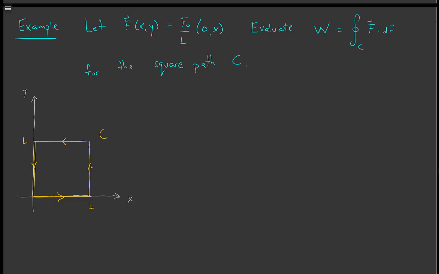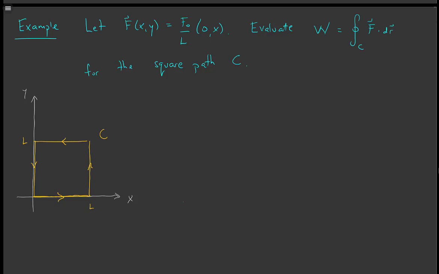In this example, we're going to look at how to use Green's theorem to make short work of line integrals over closed paths. So here we've got the vector field F(x, y) equal to F naught over L, both constants, times (0, x). And we're asked to evaluate the work that this vector field does on some particle that goes around the path C, which is an L by L square path, which we can imagine starts at the origin if we want.